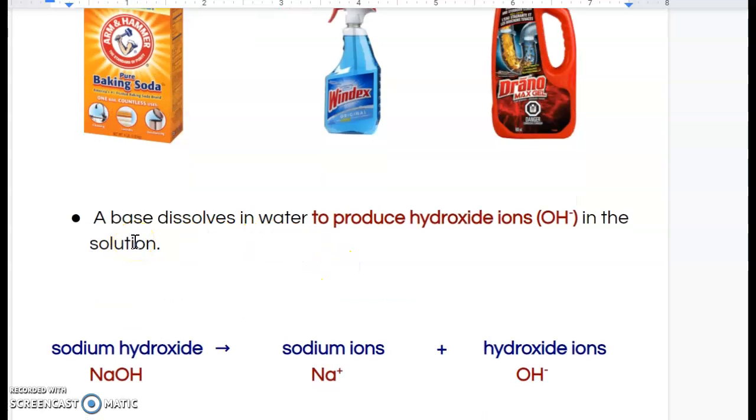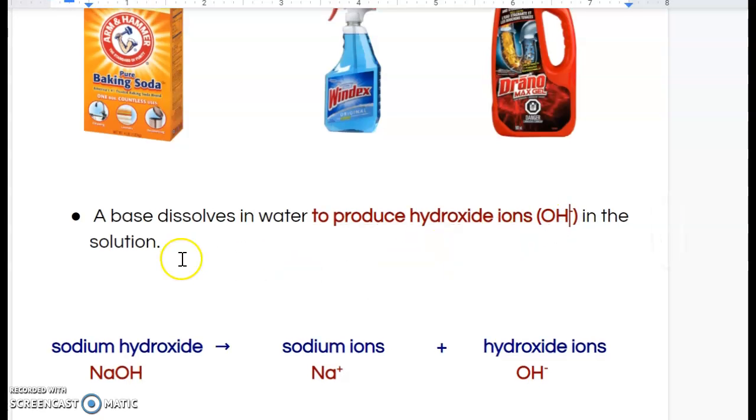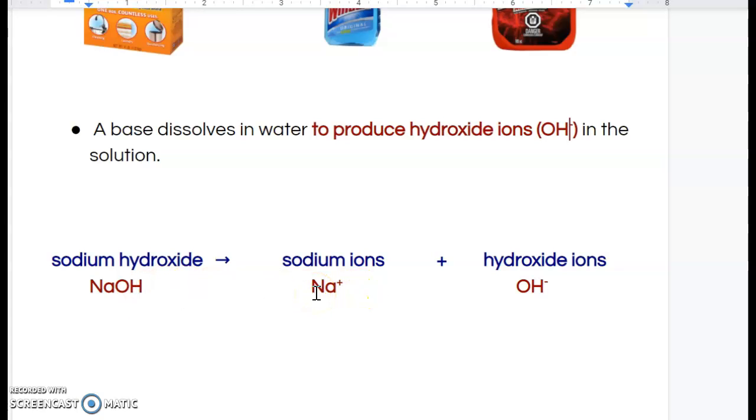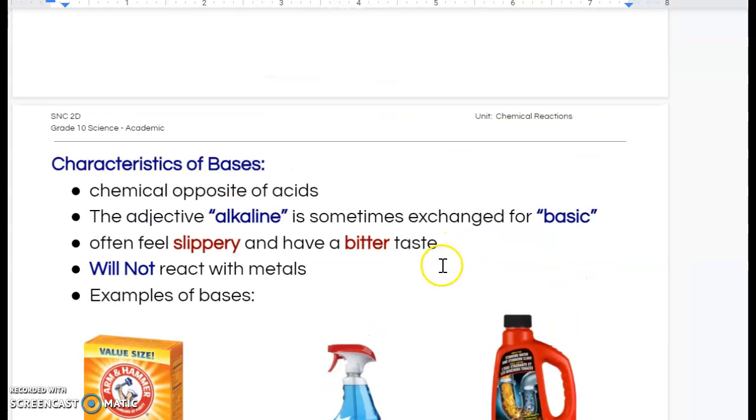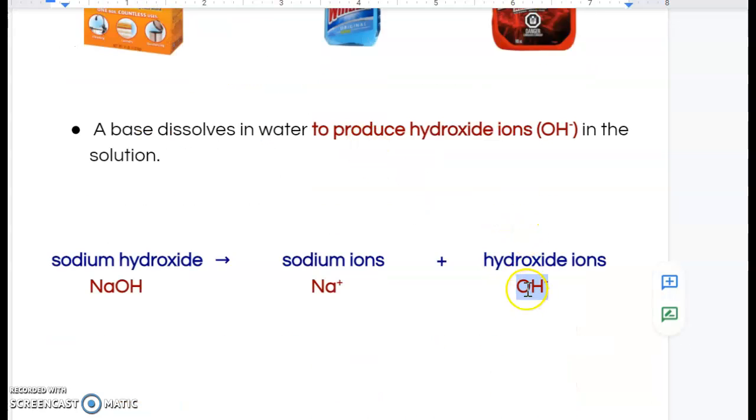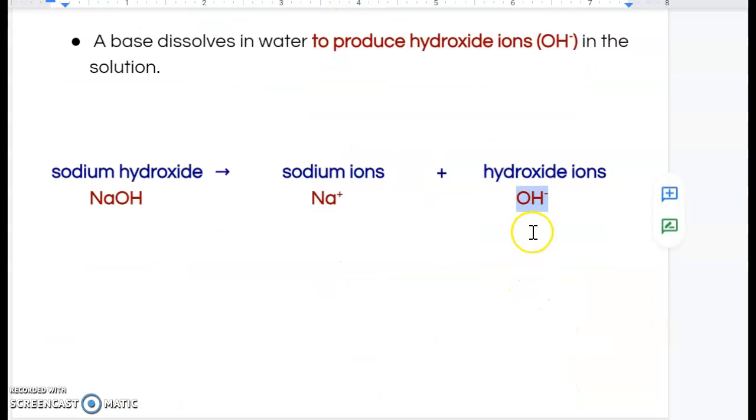A base dissolves in water to produce something called hydroxide ions, and we learned about hydroxide ions in polyatomic ions. It's an oxygen and a hydrogen with a negative charge in the solution. Remember again, polyatomic ions are considered one atom. When you dissolve sodium hydroxide in water, and sodium hydroxide is Drano, which is very, very poisonous, the sodium ions dissociate from the hydroxide ions and get surrounded by the water, and the hydroxide ions produce the base. If you looked at the acid, it was the hydrogen ions. It's different: one is hydrogen, the other is hydroxide.